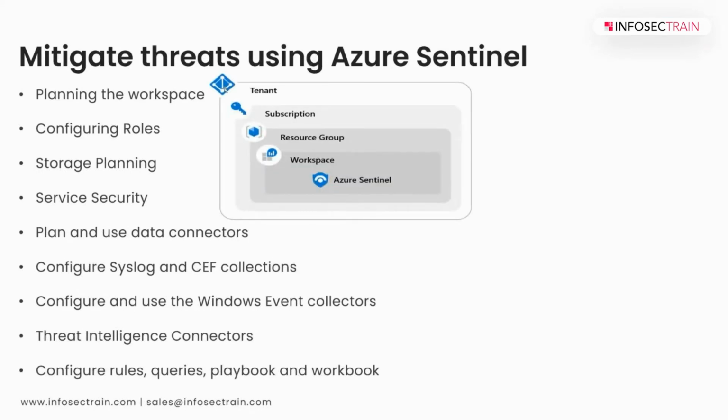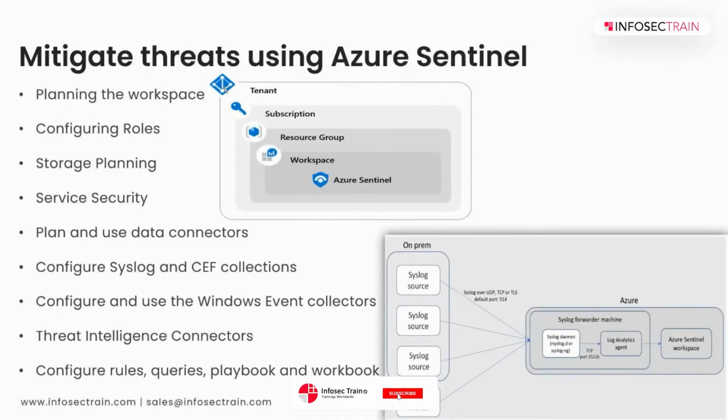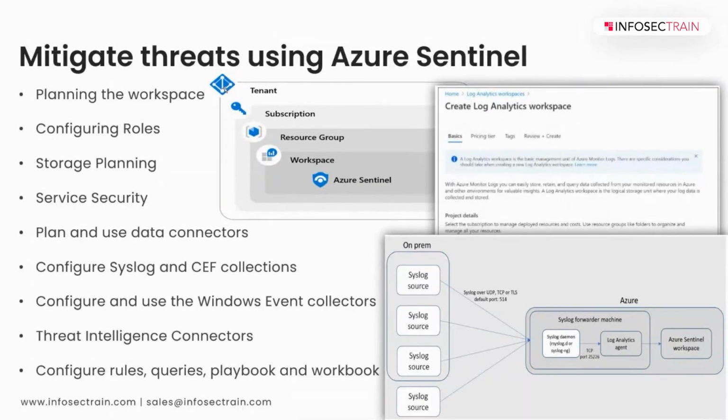If you look at the picture, we have a tenant, then the subscription. A tenant can have multiple subscriptions within it. A subscription will have a resource group. Within a resource group, we need to create a workspace. And in the workspace, we will have Azure Sentinel inside the workspace that you create. And this is about collecting logs from on-prem devices via syslog. And how do you create a Log Analytics workspace, I will show you about it also practically.